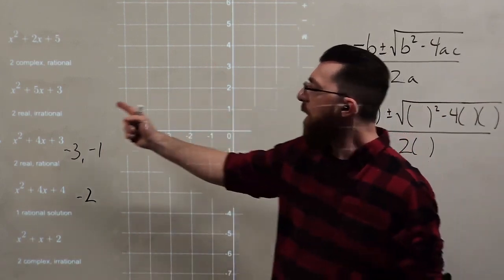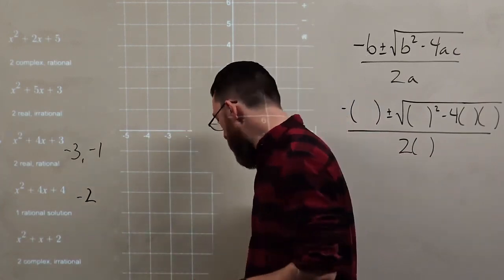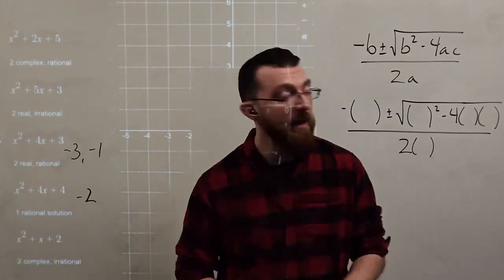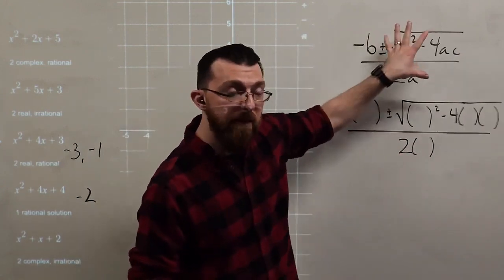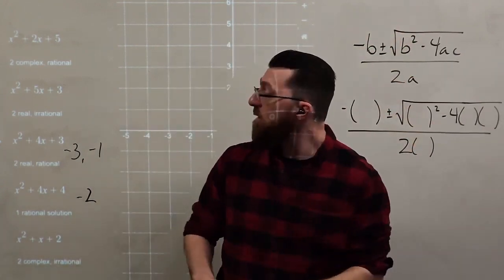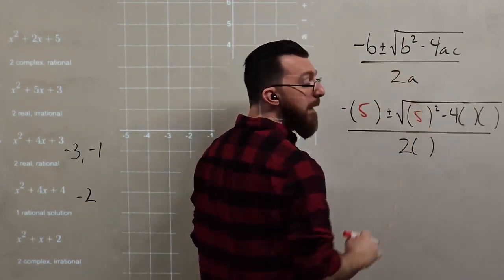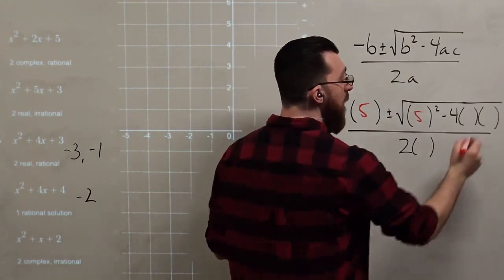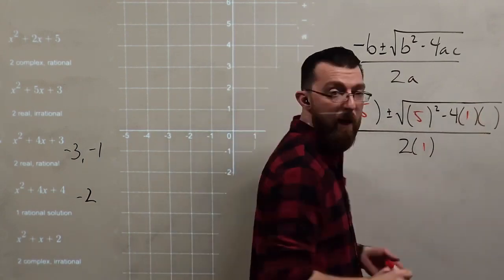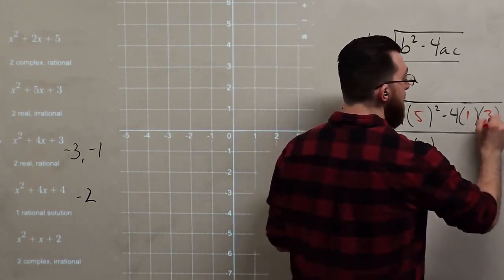So I'm going to start off with the two real and irrational numbers. A is 1, B is 5, and C is 3. With the quadratic formula written here, I've left some blanks to quickly fill it in. B is 5, so 5 goes everywhere there's a B. A is 1, so 1 goes everywhere there's an A. And then C is 3, so 3 goes everywhere that there is a C.